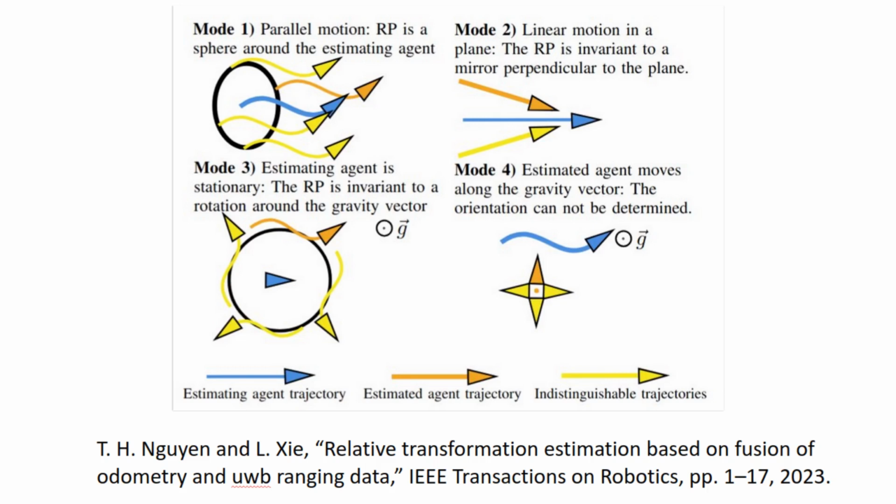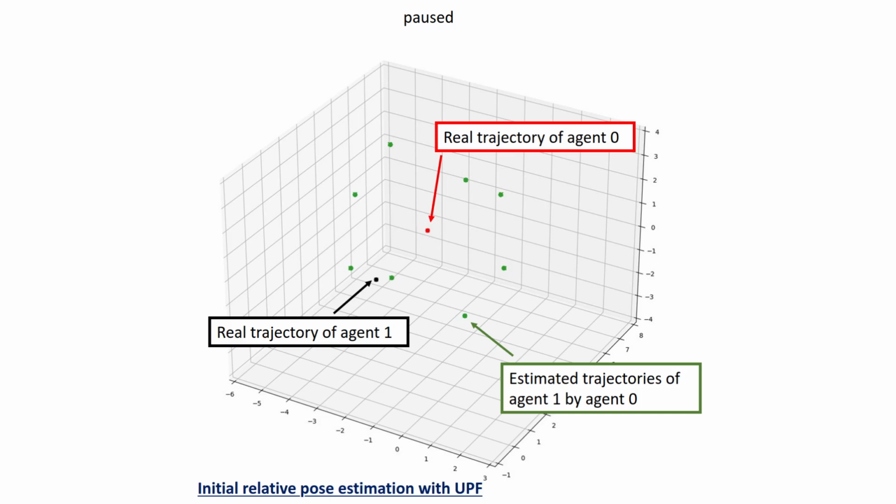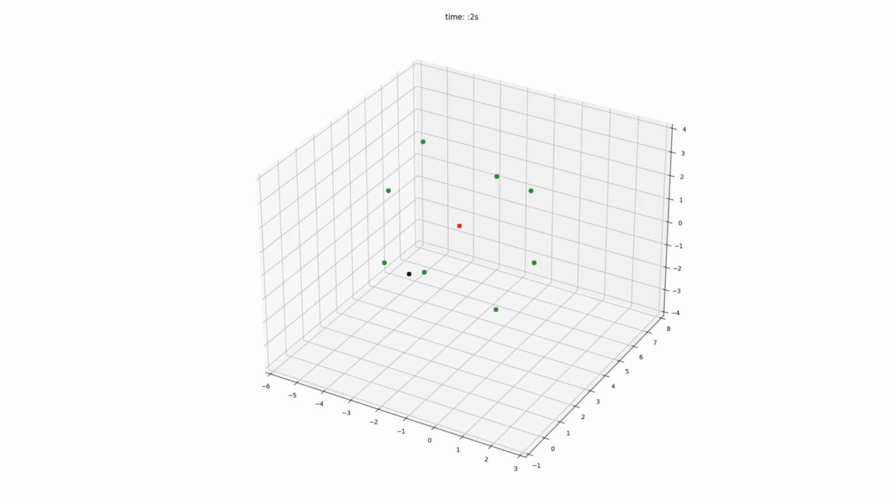To estimate all possible 3D solutions when this relative pose is unobservable, an unscented particle filter with a pseudostate for drift correction is proposed. 48 particles represent the initial relative pose of Agent 1, shown in green. The real pose of Agent 1 is shown in black, while the pose of Agent 0 is shown in red.